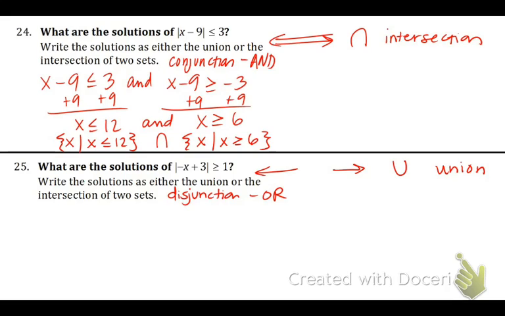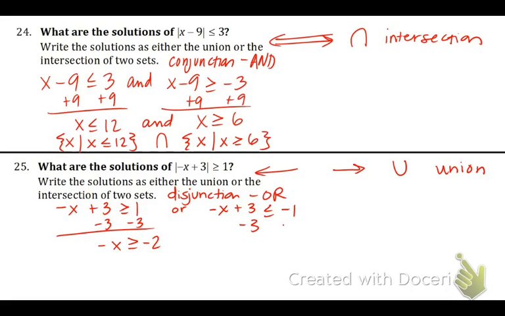First step is to get rid of those absolute value symbols. So we have negative x is greater than or equal to negative 2. The other side is going to be negative x plus 3 is less than or equal to negative 1. Subtract 3 from both sides. Negative x is less than or equal to negative 4.